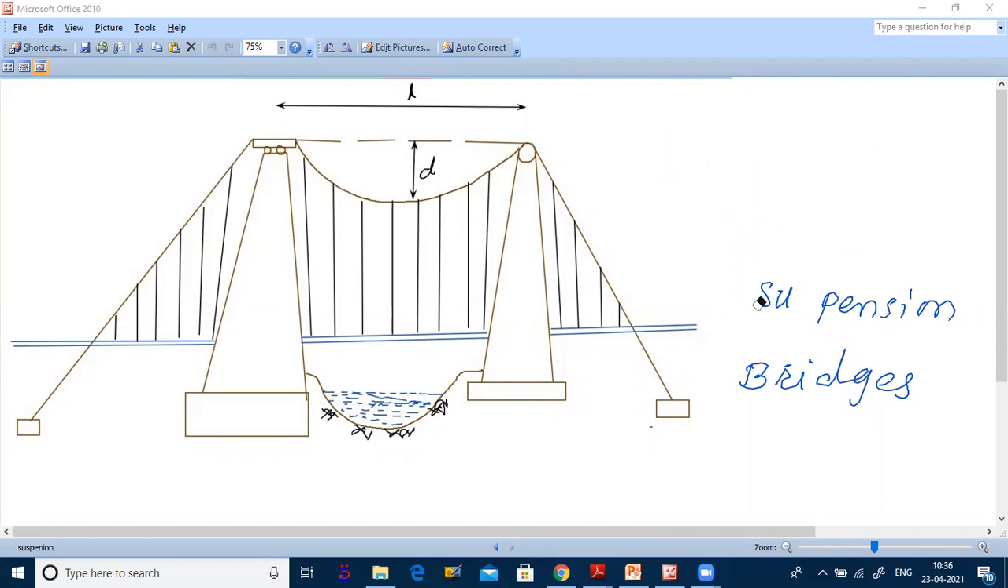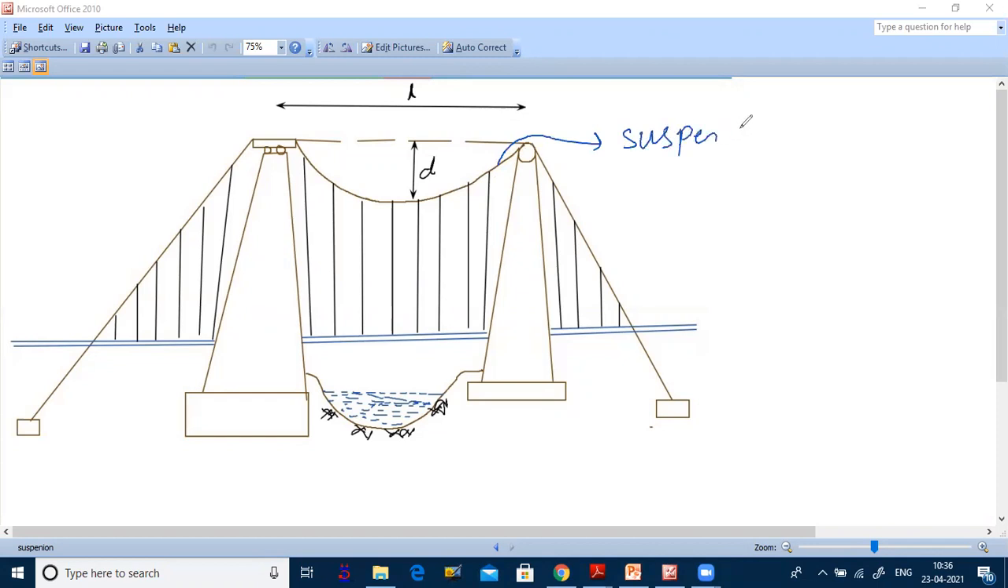So now first we will discuss what are the components of the suspension bridge, then we will discuss the structural part. Okay, so now you can draw this. Okay, in case of cables and suspension bridges, okay, this is your suspension cable.